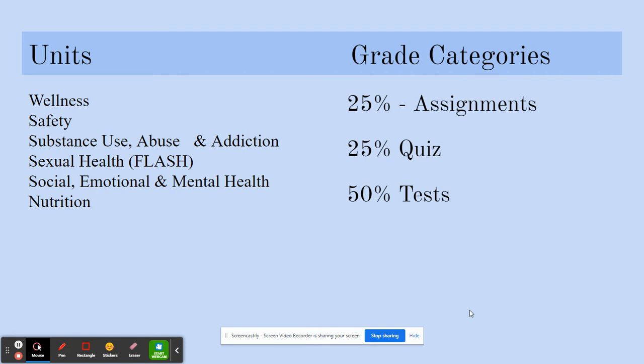Students can earn their grade based on their scores in 3 categories. 25% of their grade comes from their assignments, 25% of their grade comes from their scores on our exit quizzes for each section, and 50% of their grade comes from their test scores. So again, their grade is based on 3 categories.